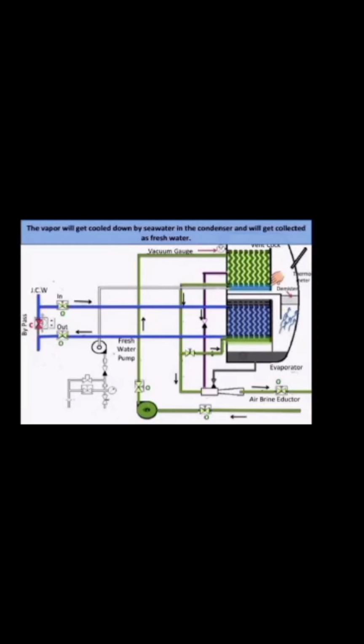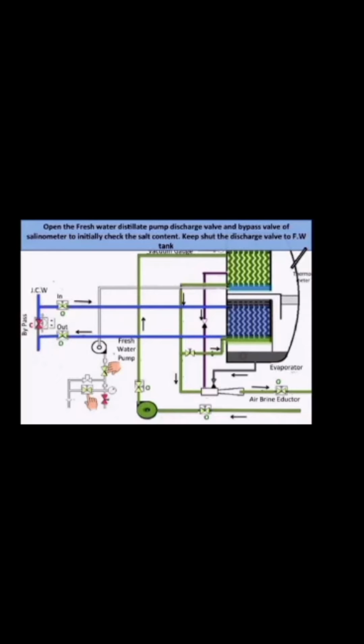The vapor will be cooled down by seawater in the condenser and will get collected as fresh water. The salt will get collected at the bottom in the form of brine. The eductor will continuously discharge the brine overboard.